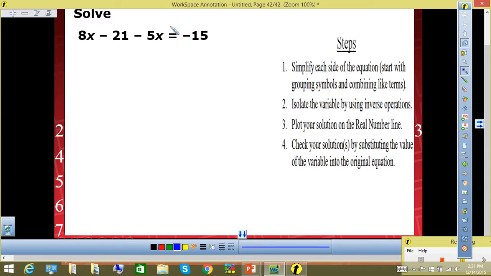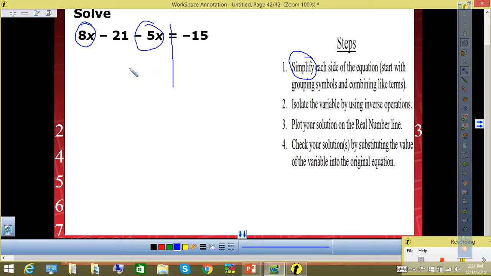So, here we go. Line down the equal sign. And the first step is to simplify. Can we simplify this left side? Yes. 8x minus 5x, that leaves us with 3x. Bring down the minus 21 equals negative 15. I'm done simplifying, so I'm going to isolate, which means getting the variable by itself.